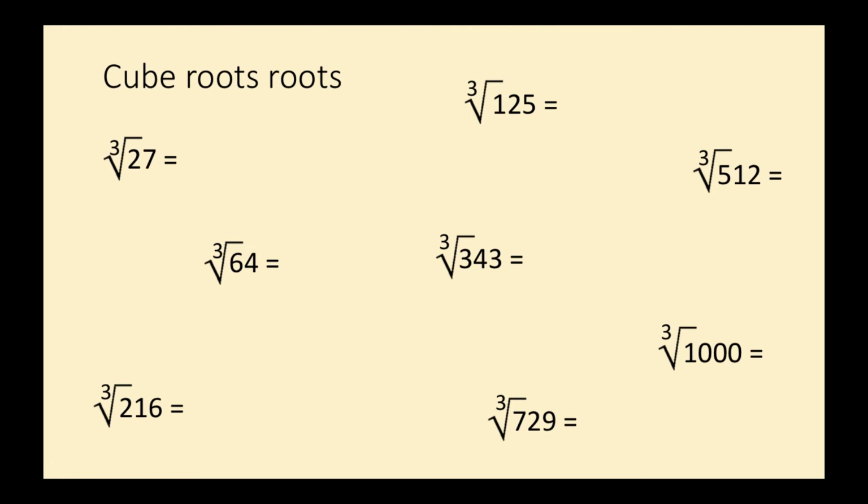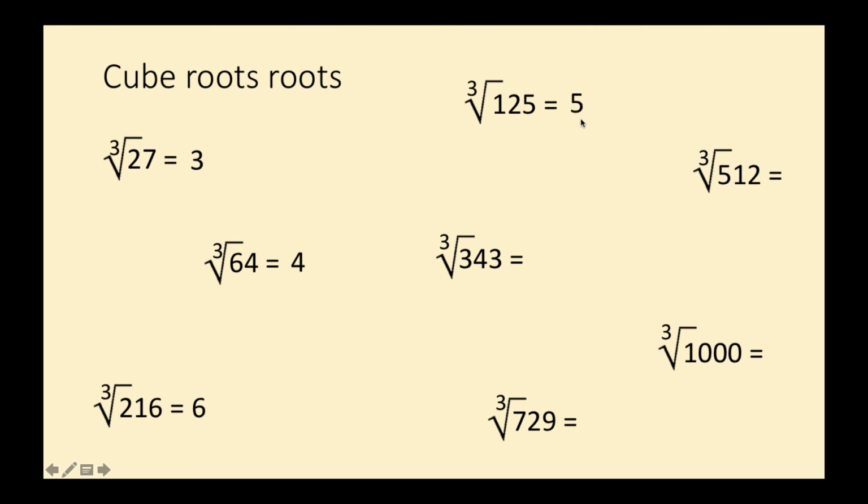Okay, so if you've paused the video and had a go, I've already shown you the answer to this one, unfortunately, but never mind. So the cube root of 27 is 3, because 3 times 3 times 3 makes 27. The cube root of 64 is 4. 4 times 4 times 4 makes 64. The cube root of 216 is 6. 6 times 6 times 6 is 216.